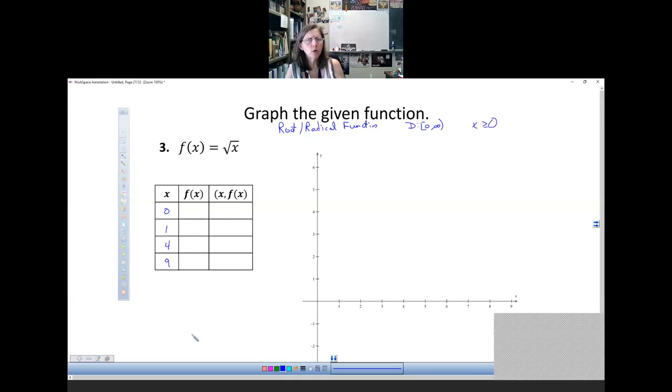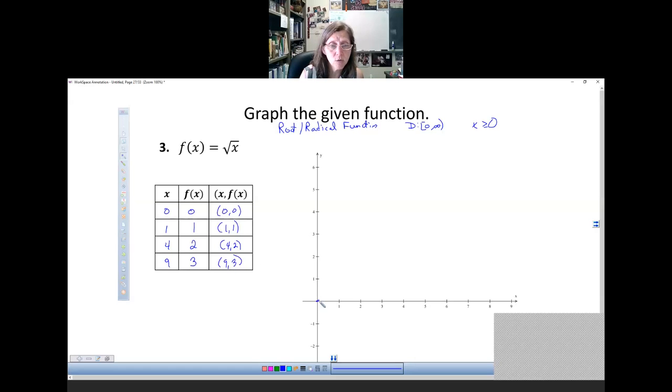Now you might be going, whoa, why 0, 1, 4, and 9? Hello. I don't want to find the square root of 2. I don't want to find the square root of 3. I want to find the square root of nice perfect squares. So yeah, we put in nice numbers here. We can put whatever we want to. The square root of 0 is 0. The square root of 1 is 1. Those are nice. The square root of 4 is 2. And the square root of 9 is 3. It's just easier to graph if I have integer ordered pairs. It just makes life so much nicer on my graphing scheme here.